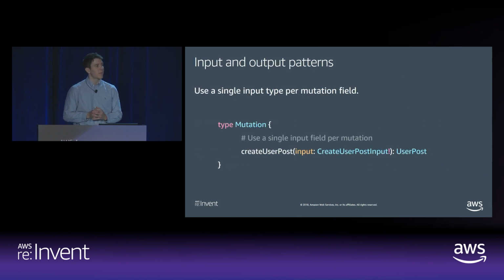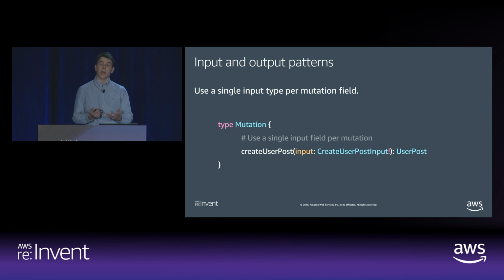The next thing we're going to talk about are input and output patterns. Developing a pattern for inputs is one of the first things I recommend you do in a schema. In this case, you see a create user post mutation. It has a single input field named input of type create user post input. There's a few reasons for this. The first is that it makes your APIs more resilient to change. You don't have to go change all of the arguments of your query and mutation fields, which are pretty important, every single time you want to add a field to a type.